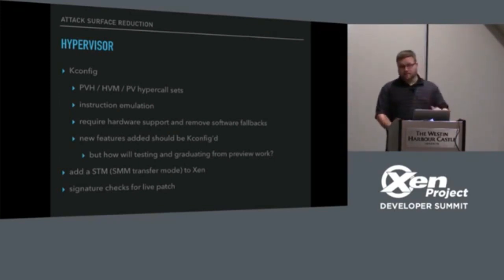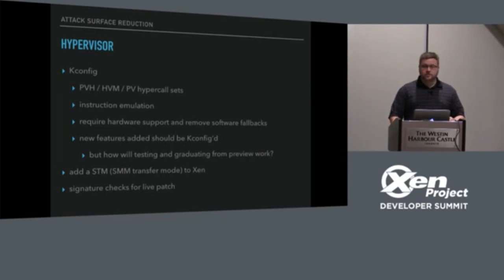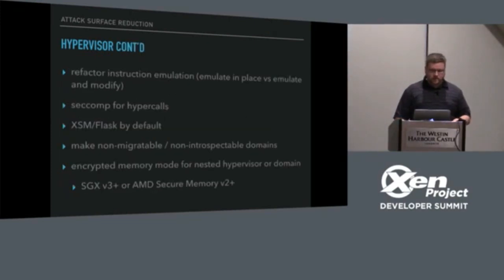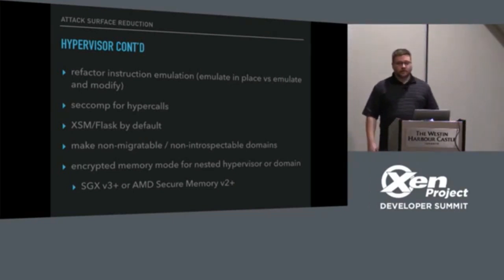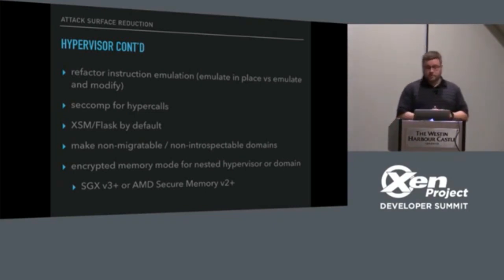And then Conrad actually mentioned this, and I'm glad, but he mentioned signature checks for live patch. Right now, you load whatever you give it, and it immediately puts that in. I also mentioned refactoring the instruction emulator into two phases, so we can deprivilege part of it. Another idea I've had is having a seccomp BPF on the hypercalls, so that you can load a seccomp policy through xl and restrict the hypercalls that your domain shouldn't be allowed to use. It's an intermediate option for people that don't want to use XSM Flask. Again, most of these are just ideas and not entirely fleshed out.